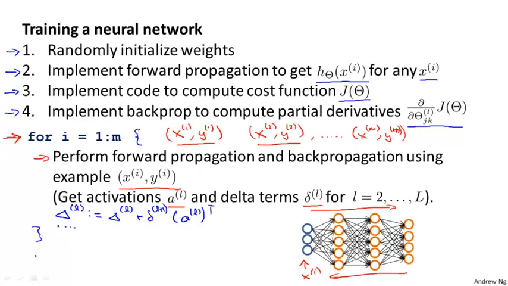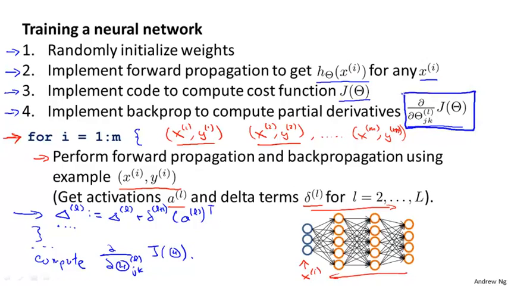And then finally, outside the for loop, having computed these delta terms, these accumulation terms, we would then have some other code, and that will allow us to compute these partial derivative terms. And these partial derivative terms have to take into account the regularization term lambda as well. Those formulas were given in an earlier video. So having done that, you now hopefully have code to compute these partial derivative terms.